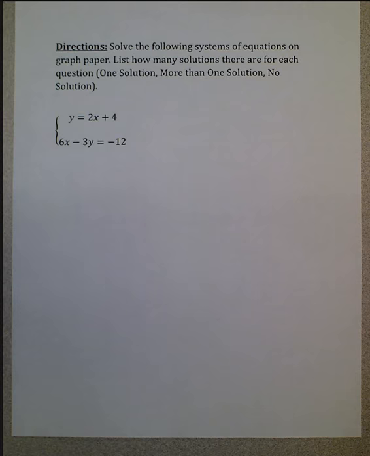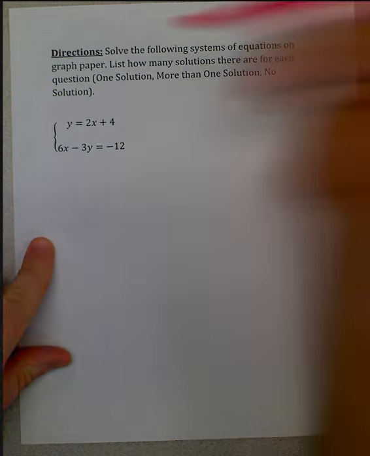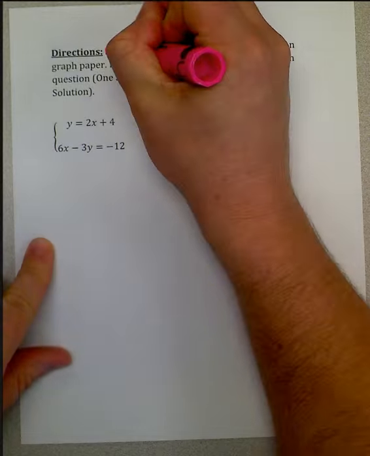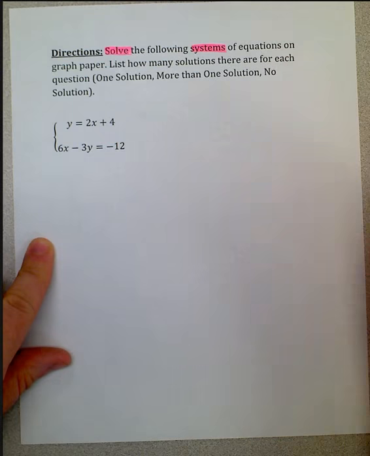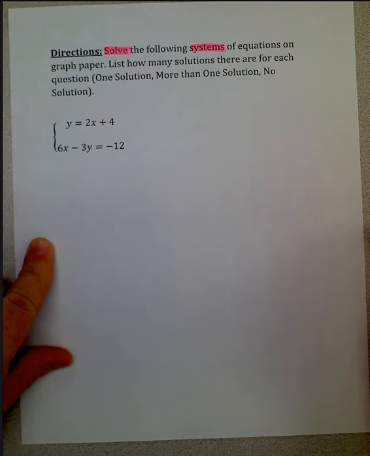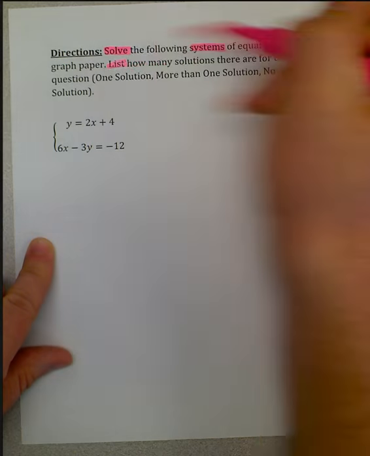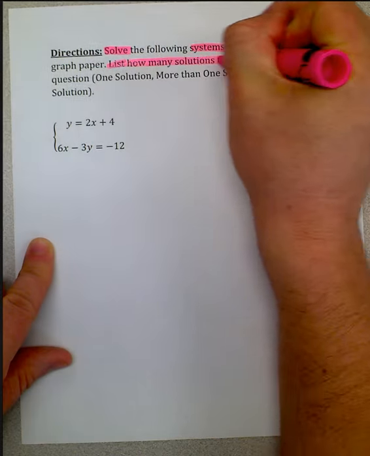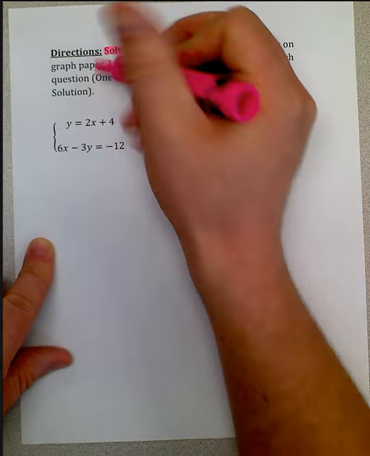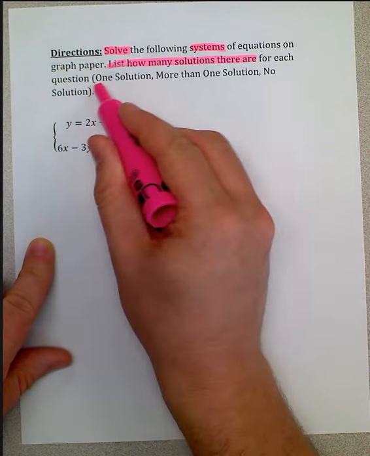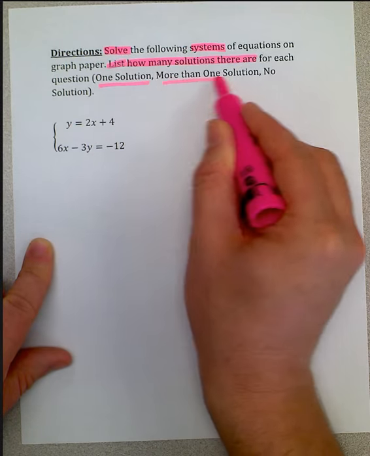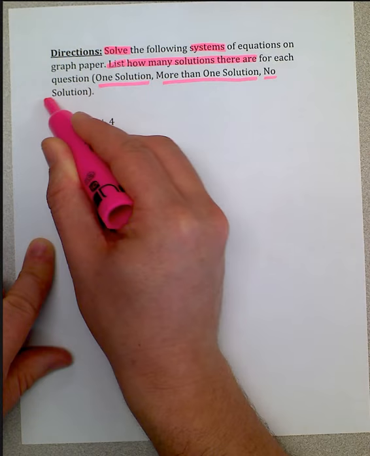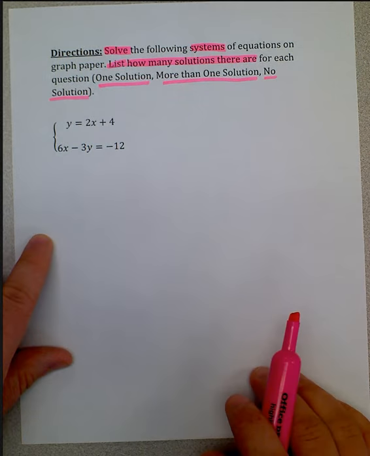Okay, so I am asked to do a couple things here. I'm asked to solve the system. And in addition to that, I'm asked to list how many solutions there are. And I noticed I'm given three choices: one solution, more than one solution, and no solution. So I'm going to keep that in mind as I'm going through my solutions.